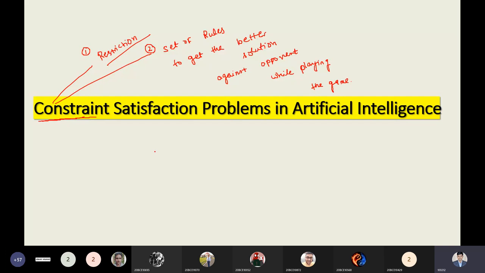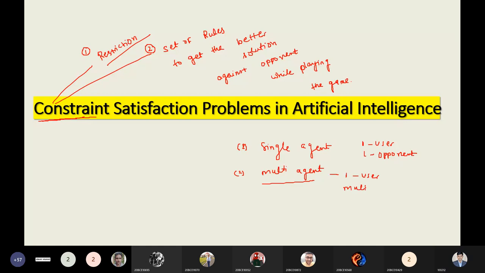Before discussing more things, I am writing some very simple terms here, so that from these words you can understand this topic. If I am talking about a single agent, there will be no issue. But when we have multi-agent, in this environment there will be one user and one opponent. In this case, we have one user, while we can have multiple agents.